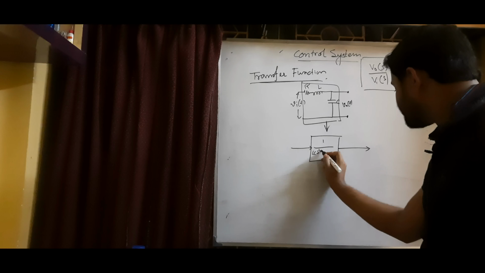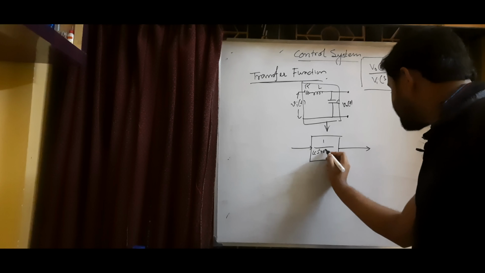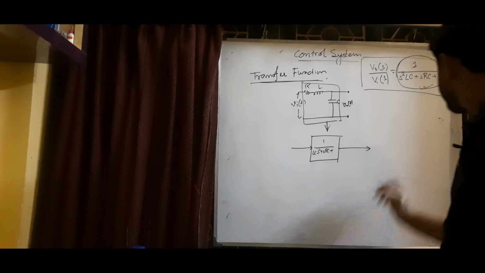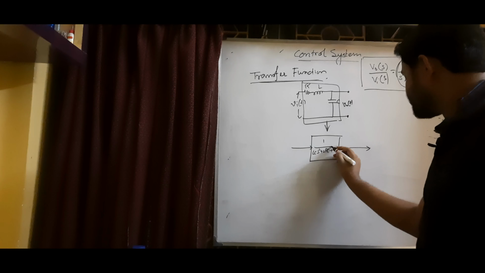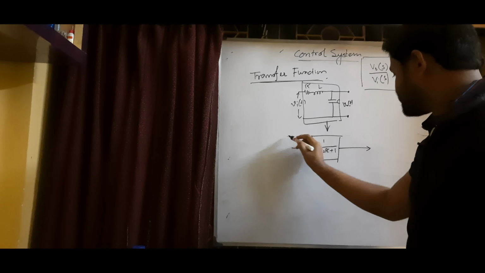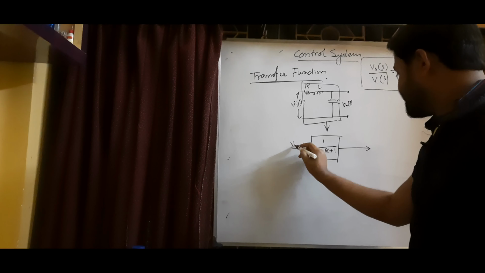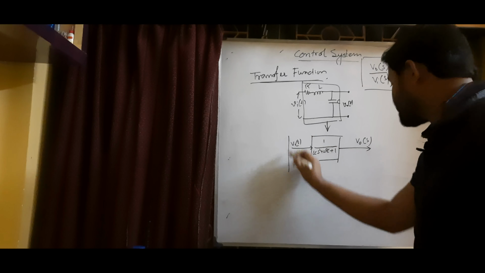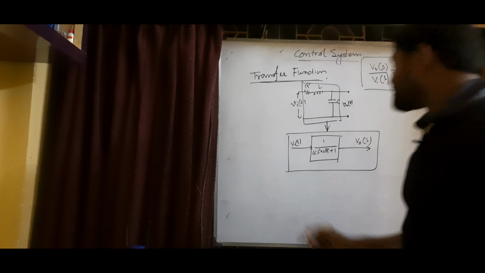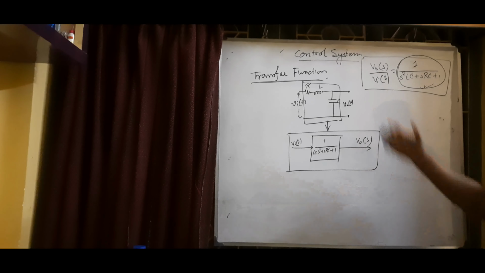1 by s square LC plus s RC plus 1. It is VI s and it is V naught s. So this is the representation in terms of a block of any physical system.